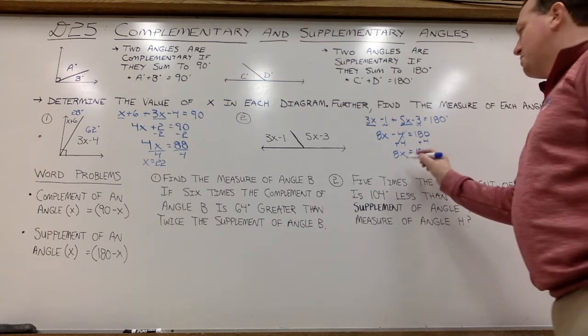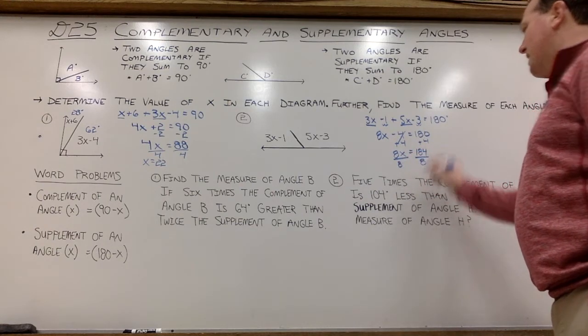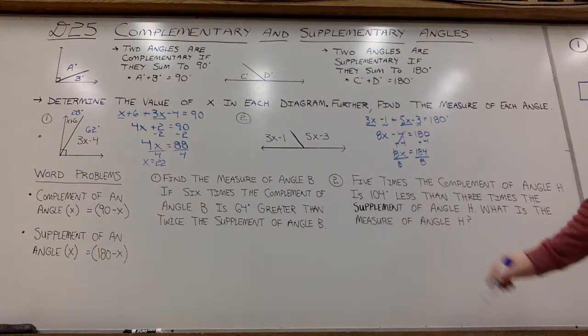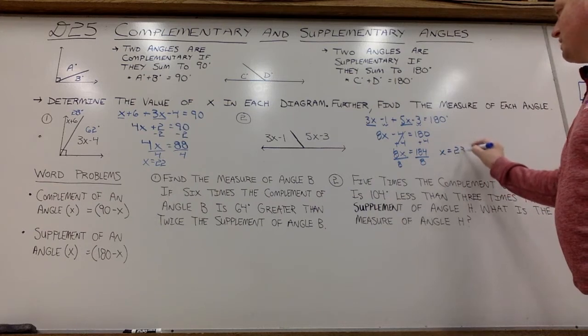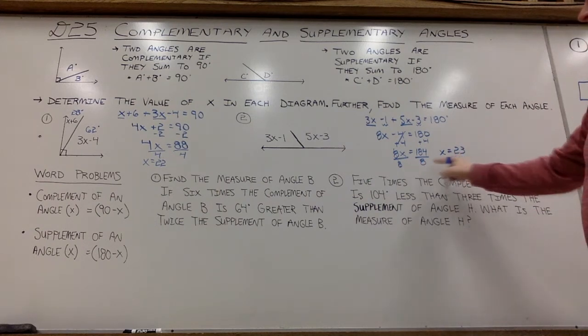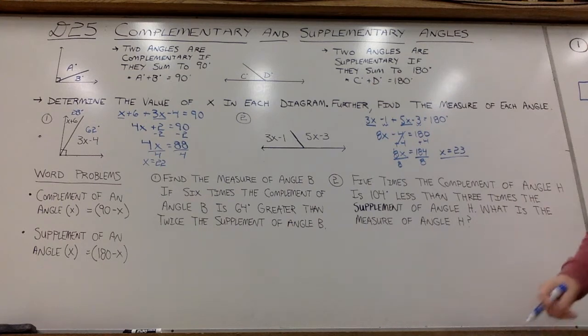Dividing both sides by 8, I believe here that we are going to get 23. 8 times 20 is 160. 8 times 3, 24. 160 and 24 is 184. So 23 should be my x value.